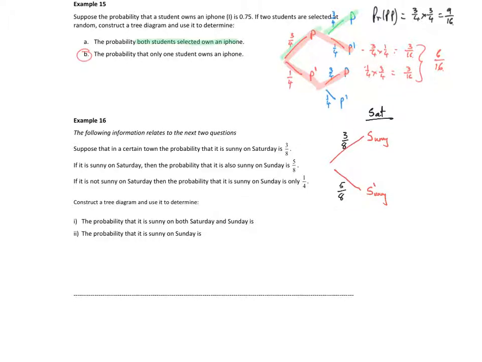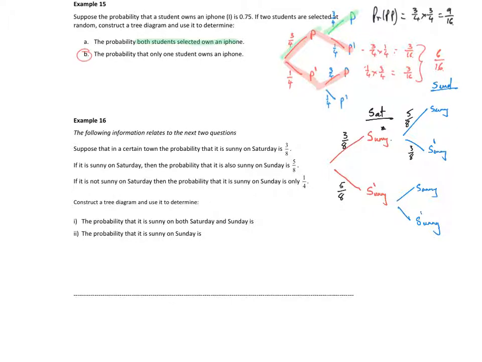Okay, then we go to the next day where it's sunny or not sunny, sunny or not sunny. Now, instead of being 3/8 and 5/8 again, it changes slightly. That's my Sunday result. Now, it says that if it is sunny on Saturday, then the probability that it is also sunny on Sunday is 5/8. So this path here is sunny on Saturday. So this one here is sunny on Sunday. So that must be 3/8.